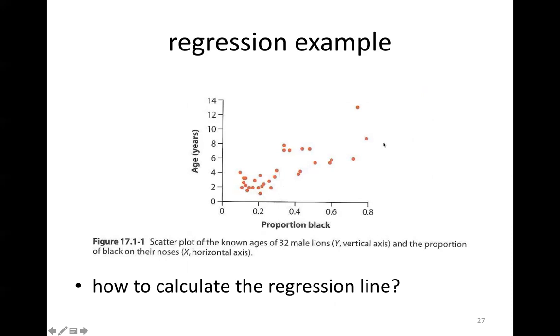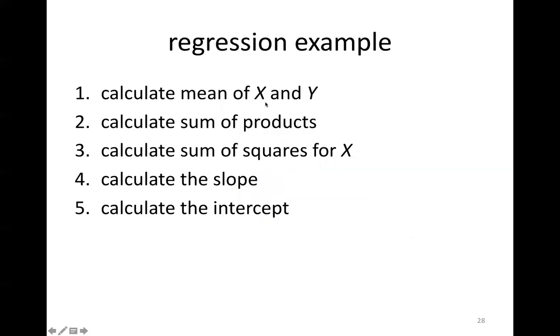And we want to construct a regression line, the least squares regression that minimizes the squared residuals, the sum of squared residuals, as you remember. How can we calculate the regression line? We need a set of statistics. We need the mean of x and y. We need the sum of products. We need the sum of squares of x. We then can calculate the slope, and then we can calculate the intercept. So 5 sets of values.